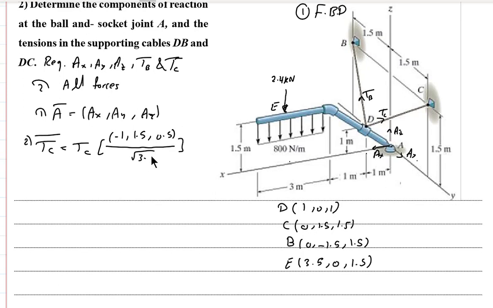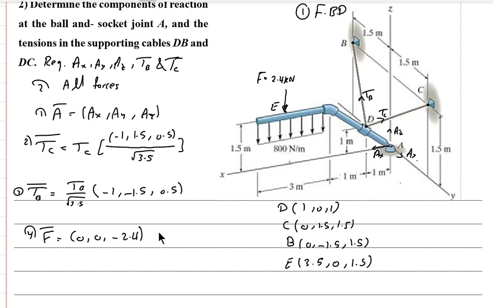Square root of 3.5. From similarity, TB vector will be the same as TC vector, except in the y component, it will be in the opposite direction, because it has the same coordinates except in y, okay? So it will be TB over square root of 3.5, and here we have negative 1 also, but negative 1.5 and then 0.5. Okay, finally we have the force at E, which I will call F, and finally F vector should be 0, 0, and minus 2.4 kilonewton.